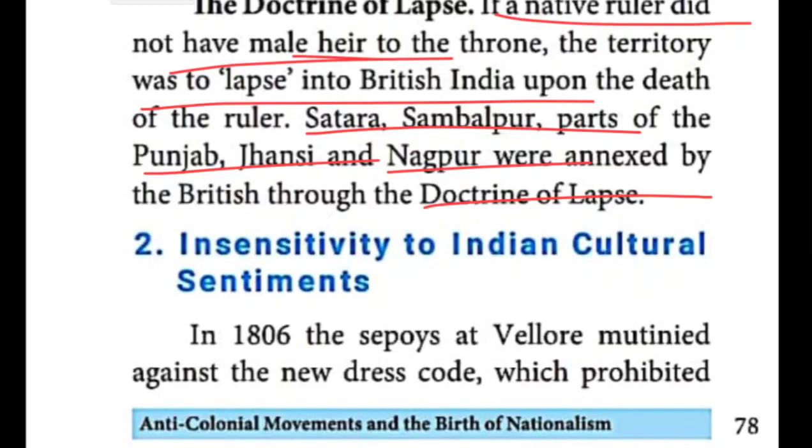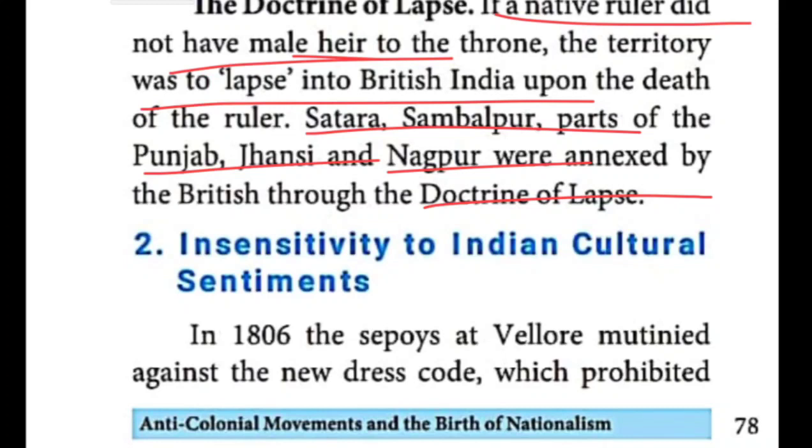The next cause given, children, is insensitivity to Indian cultural sentiments. In the last lesson itself I told you that Indian soldiers used to wear religious marks on their foreheads. That was banned by the British people. They were prohibited from wearing those religious marks. Moreover, whiskers, mustaches and beards had to be kept uniformly, and they should not keep any beard. The same thing I told you in the last class. Those things insulted the Indian soldiers.